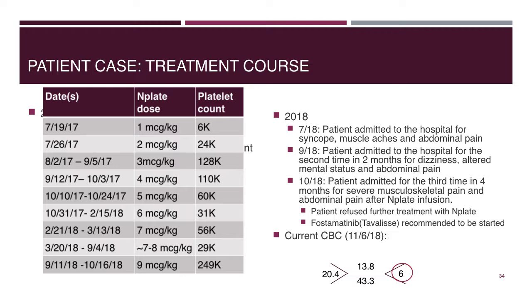Starting in July of this year, the patient was admitted to the hospital for muscle aches and abdominal pain. He was also admitted in September and in October. In October, the patient finally refused further treatment with Nplate, and fostamatinib was recommended to be started in him. His current CBC is listed there. As you can see, his platelets are around 6,000.